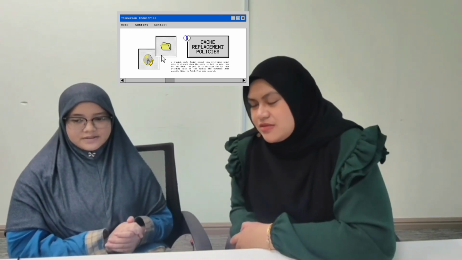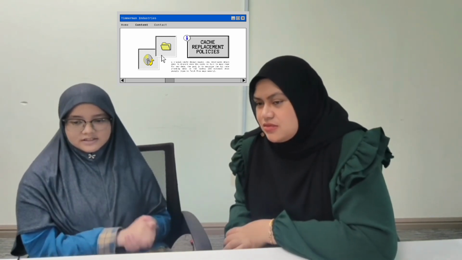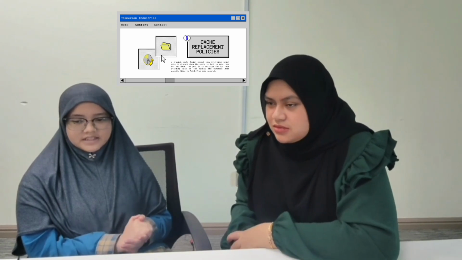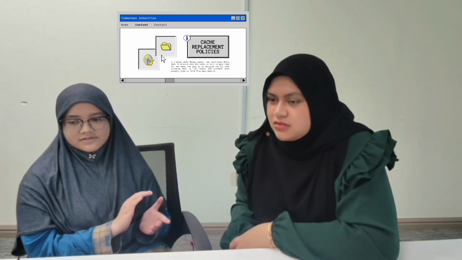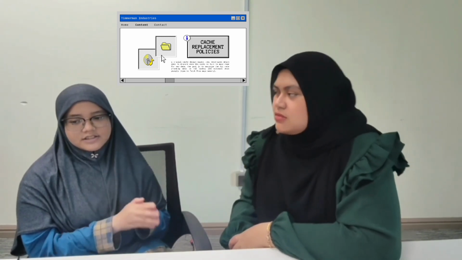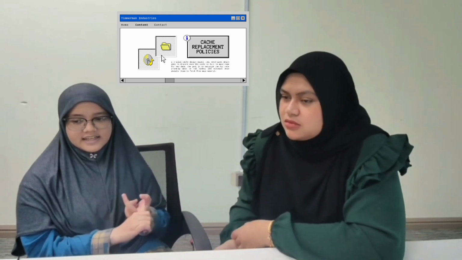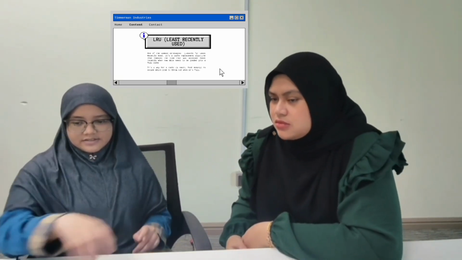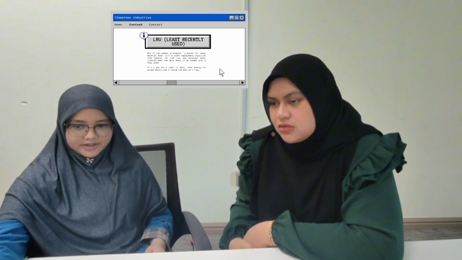Well, cache replacement policies are a crucial cache design aspect that determines which data to discard when the cache is full to make room for new data. The goal is to maximize the hit rate, finding data in the cache, and minimize miss penalty, which is the time to fetch from main memory.